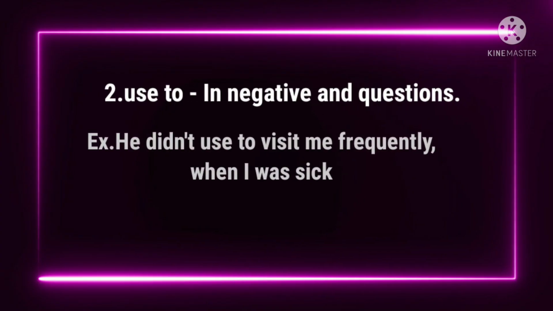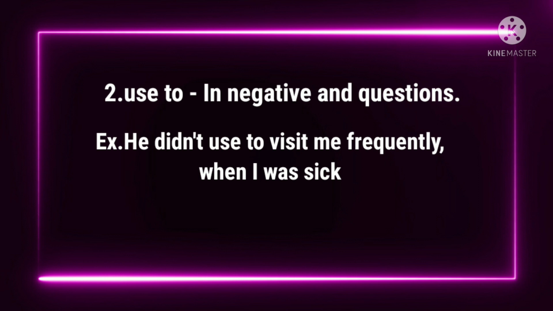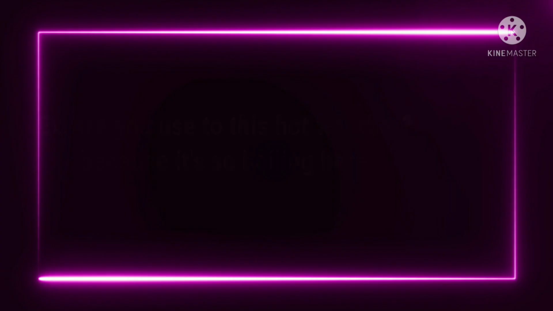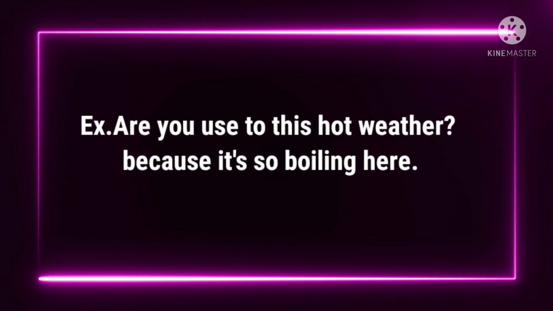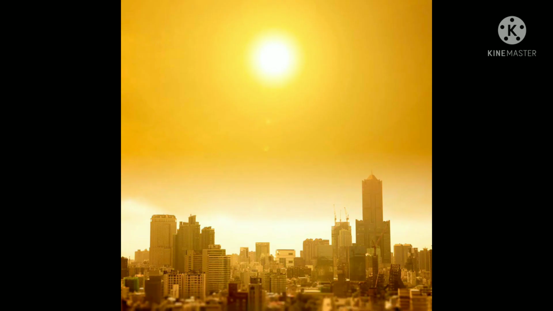For example, he didn't use to visit me frequently when I was sick. Here it's a negative sentence where we use "use to". Next one is, are you used to this hot weather? Because it is boiling here. Here you are asking a question about hot weather.